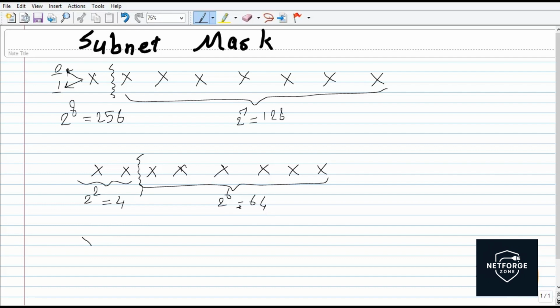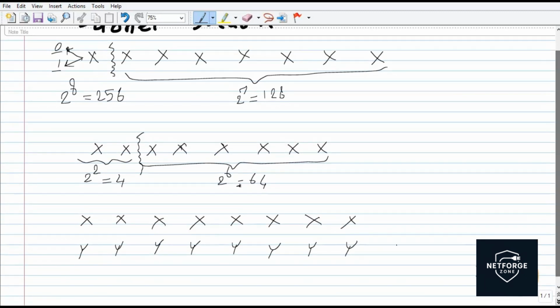So here is my IP address. Again, I'm talking about only 8 bits, 6, 7, 8. And I have my subnet mask. This is my subnet mask, okay? So based on this subnet mask, I know which portion of this IP address is section ID and which portion is, what? The host ID, okay? So how can I tell that?